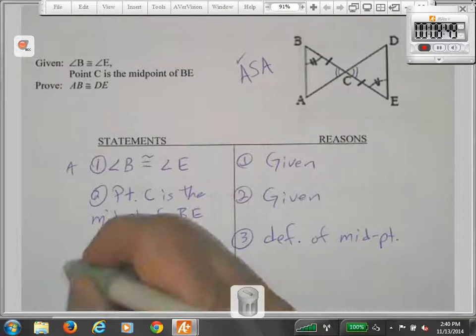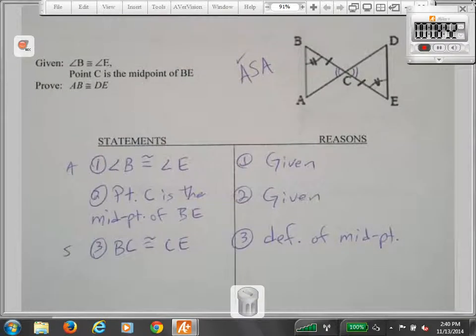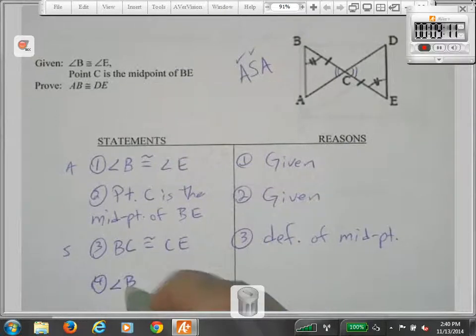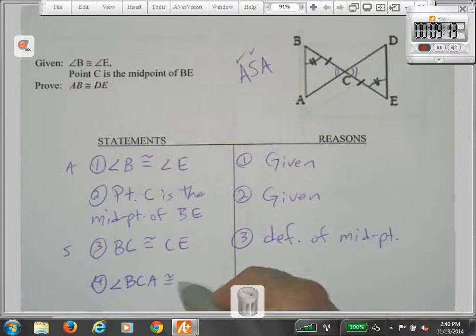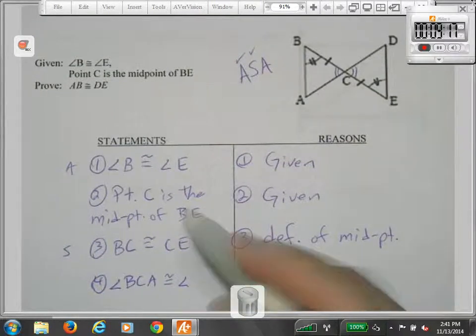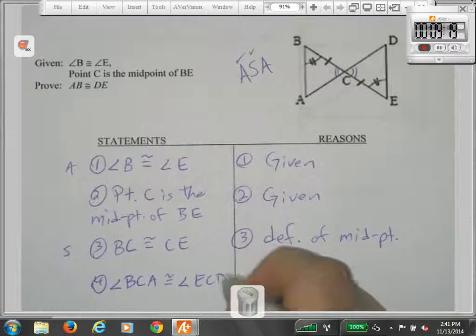So we have one pair of angles, one pair of sides, and now we need another pair of angles. And as someone pointed out, the angles that we need are the vertical angles. So be careful how you list these. Step 4 is going to be angle BCA is congruent to angle ECD. And that is by vertical angles.